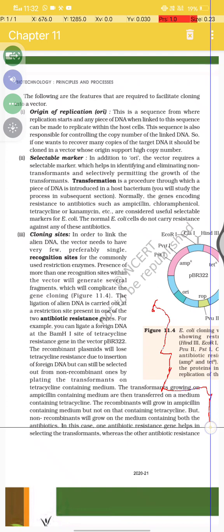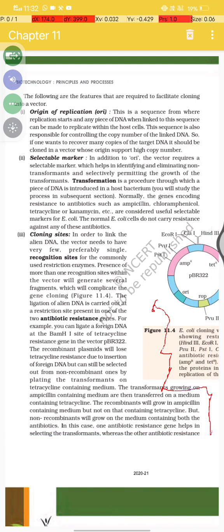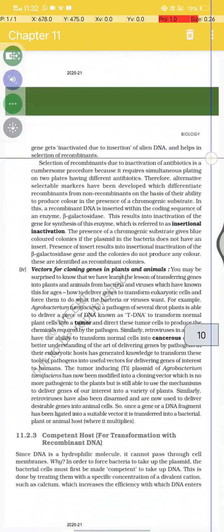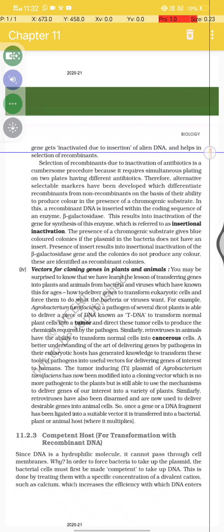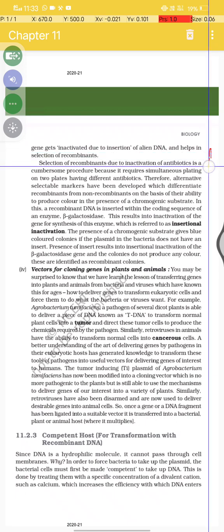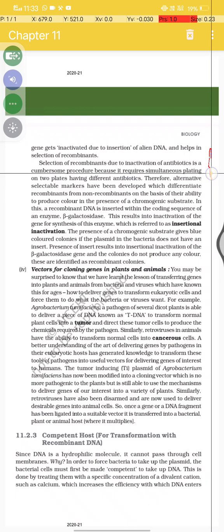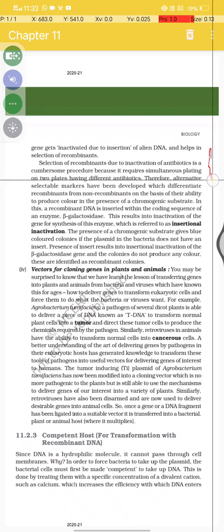In this case, one antibiotic resistance gene helps in selecting the transformants, whereas the other antibiotic resistance gene gets inactivated due to the insertion of alien DNA and helps in the selection of recombinants. Selection of recombinants due to an inactivated antibiotic is a cumbersome procedure because it requires simultaneous plating on two plates having different antibiotics.